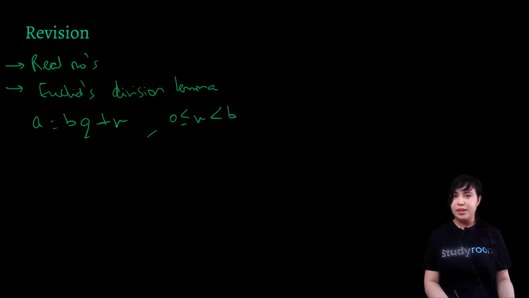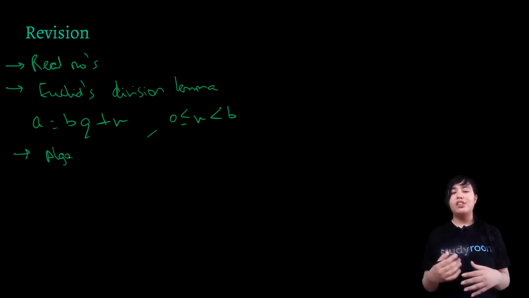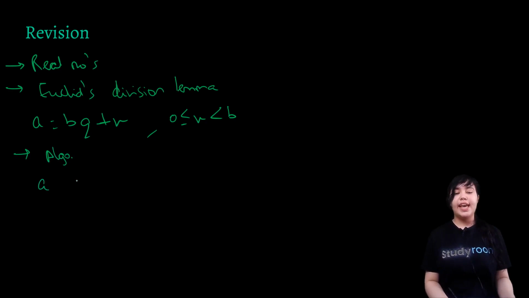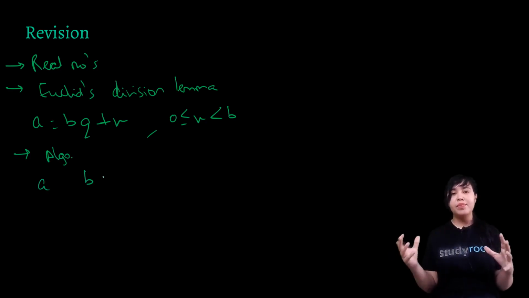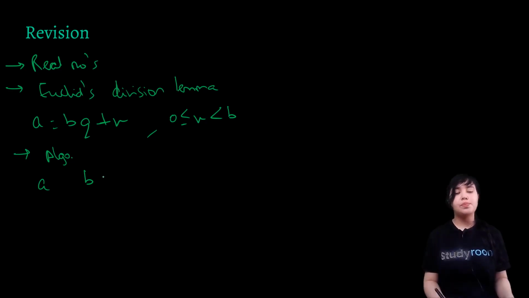Then we have Euclid's division algorithm, a sequence of well defined steps to find out the HCF of any two positive integers a and b. HCF is the highest common factor which will divide both a and b, and that has to be a common factor obviously, but the highest one you have to choose.